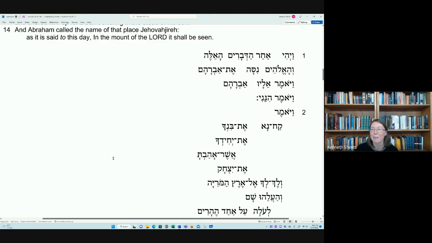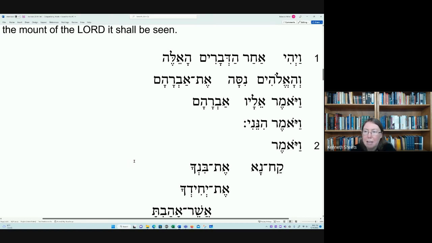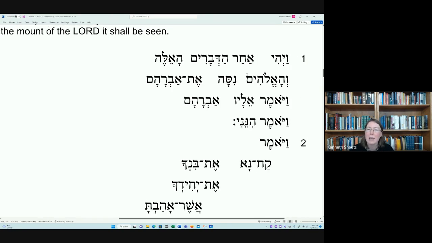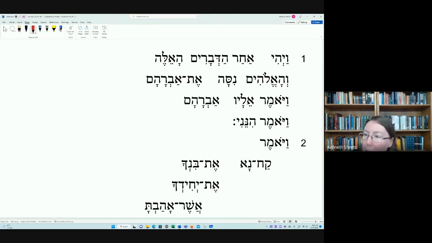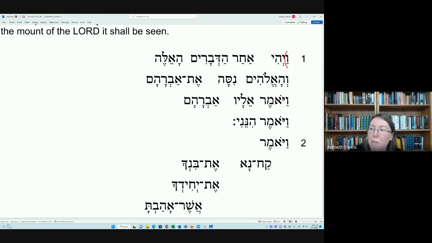And then we have verse 1 in the Hebrew. So here it is then. Wayihi achar hadevarim ha'elleh. Ve'elohim nissah et Avraham. Wayomer elav Avraham. Wayomer hineni. And so notice here, wayihi, right on the front of this, you can see that we do in fact have a waw consecutive on an imperfect.